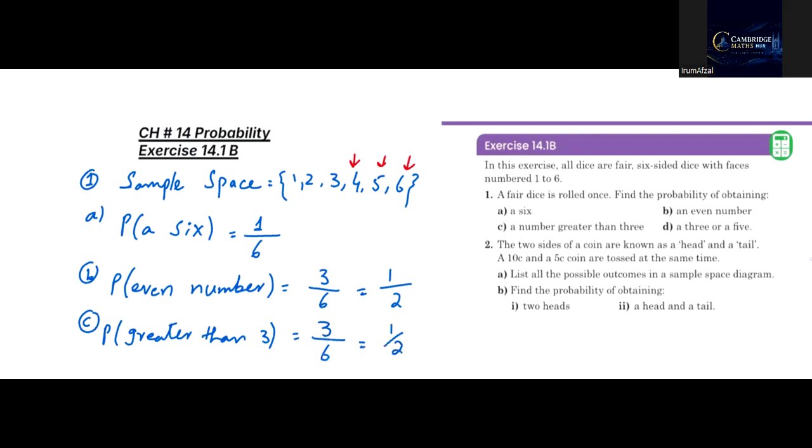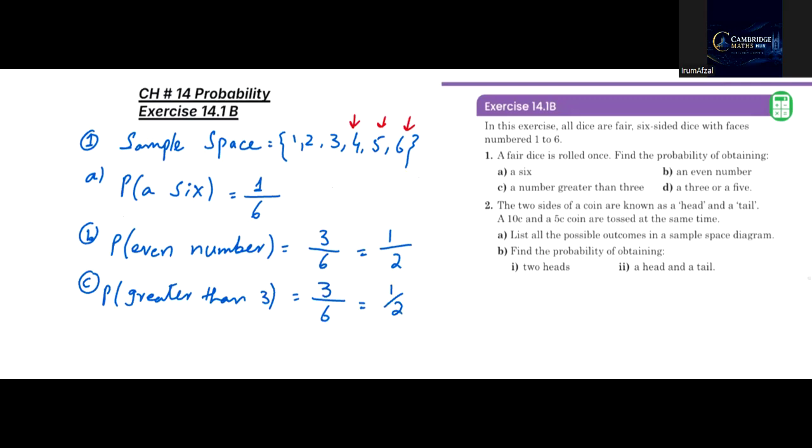Okay. Next, the D part over here. If you will see what they are asking in there, we need to find out the probability of 3 or 5. Okay. Probability of getting a 3 or 5. So how many times do we have a 3? Only one time we have a 3, right? And how many times do we have a 5? Only one time we have a 5. Okay. Probability of a 3 or a 5 we need to get now.